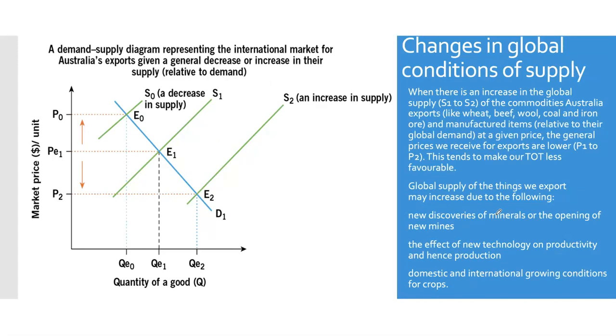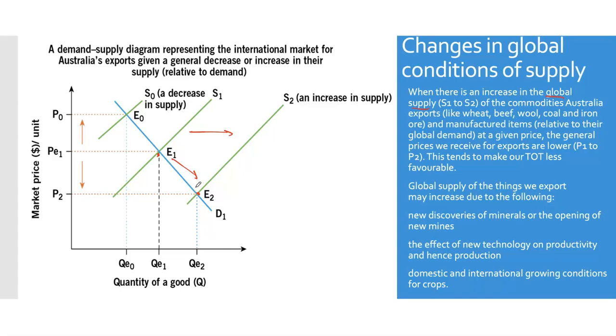Global supply is really important as well. When there is an increase in the global supply of exports that we are trying to sell, this often will reduce the price. So if we have, for example, an increase in supply, going from S1 to S2, this will result in our equilibrium price going down from P1 to P2.